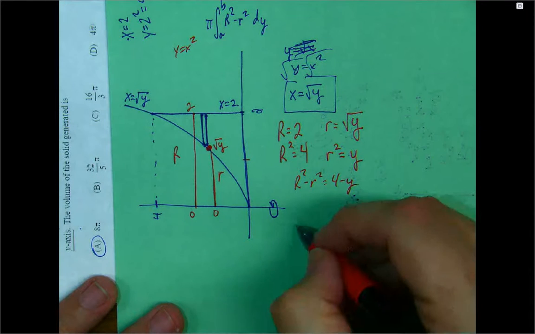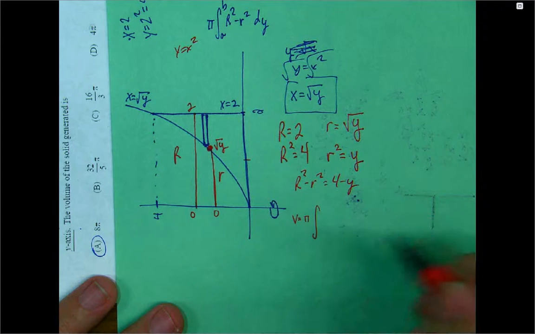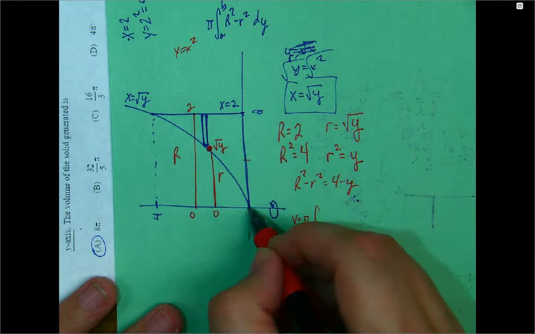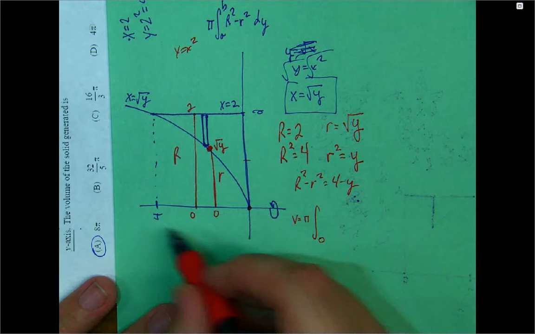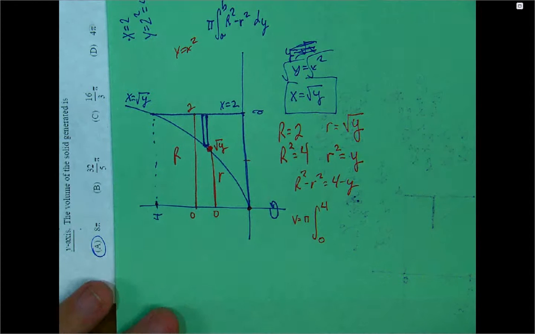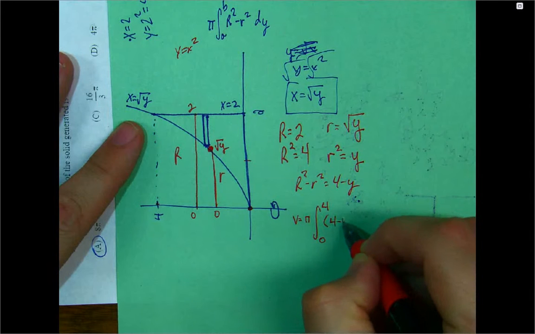So my volume is going to be pi times the integral. Now on the y-axis, what's the smallest bound we're looking at? 0. What's the biggest one? 4. So we're going from 0 to 4. If we were rotating around the x-axis, we'd be going from 0 to 2. But now we're going from 0 to 4. We're going to get 4 minus y dy.